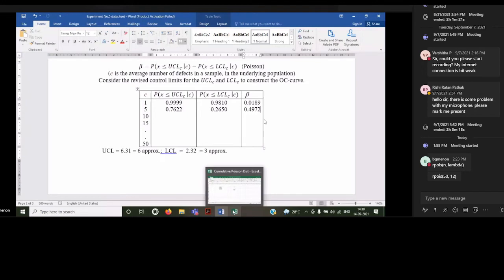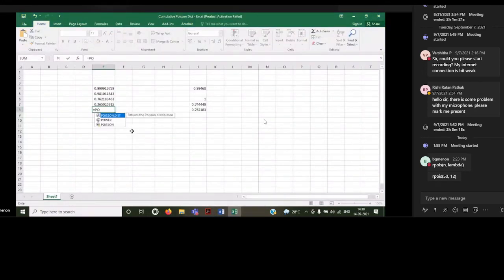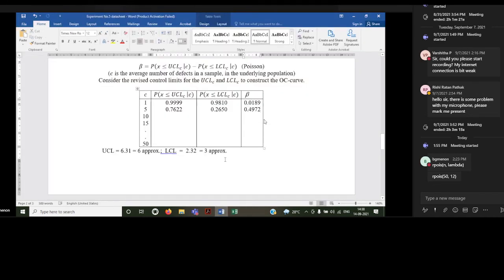Let us just see. When C equal to 50, Poisson.dist, the X value remains 6, C value is 50, and true, enter. See, 4.74 times 10 raised to minus 15. The value has gone like that. So similarly, you have to find out for the lower limit also. If it is 0.00000 like that, you can take it as 0.